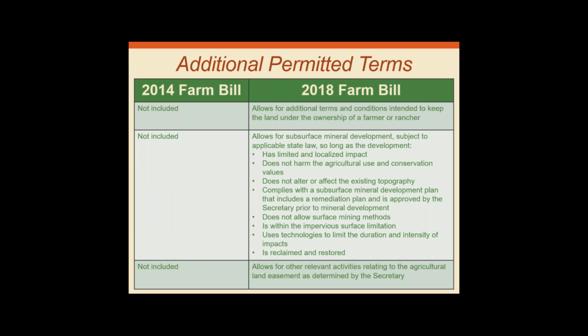This next section is new to the 2018 Farm Bill. It goes into some detail about additional permitted terms. Both of these changes are really taking things that were done from our perspective in the regulations and putting them into the more stable legislative realm. So the first change here you'll see is that additional permitted terms and conditions intended to keep land under ownership of a farmer or rancher are specifically allowed in this bill.